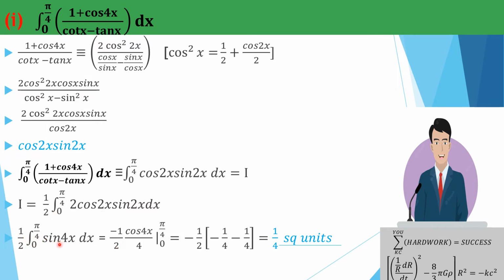If I integrate sine, I basically have negative cosine. Since I'm integrating sin 4x, I'm going to have negative cos 4x. Then I differentiate this angle, which is just 4, and divide by that. So I now have my negative half out here, times cos 4x over 4, with limits from 0 to π/4. We substitute in those limits, the upper limit minus the lower limit, and that simplifies to half square units. Perfect. I hope you understood this first part of the integral. We can move on to the next.